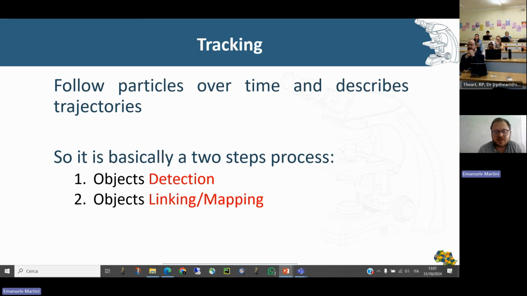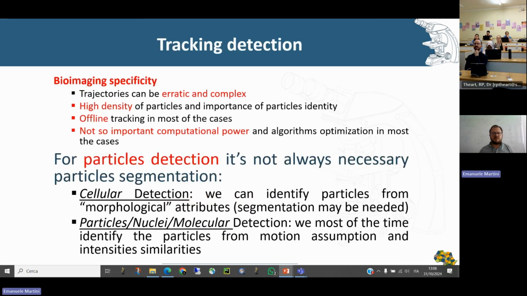And then the second step is the linking. Frame by frame, from one minute to another minute, you understand where an object is going and link it in different frames, to understand which is the same object in frame 1 and connect it to the same object in the second frame and in the third frame, to be able to describe the trajectory. So just a very theoretical introduction to it.